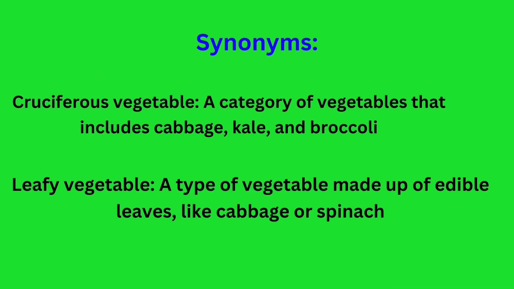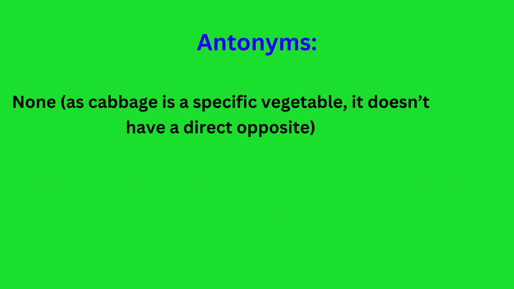Synonyms. Some related terms for cabbage are cruciferous vegetable, a category of vegetables that includes cabbage, kale, and broccoli; and leafy vegetable, a type of vegetable made up of edible leaves like cabbage or spinach. Antonyms. The opposite of cabbage would be none. As cabbage is a specific vegetable, it doesn't have a direct opposite.